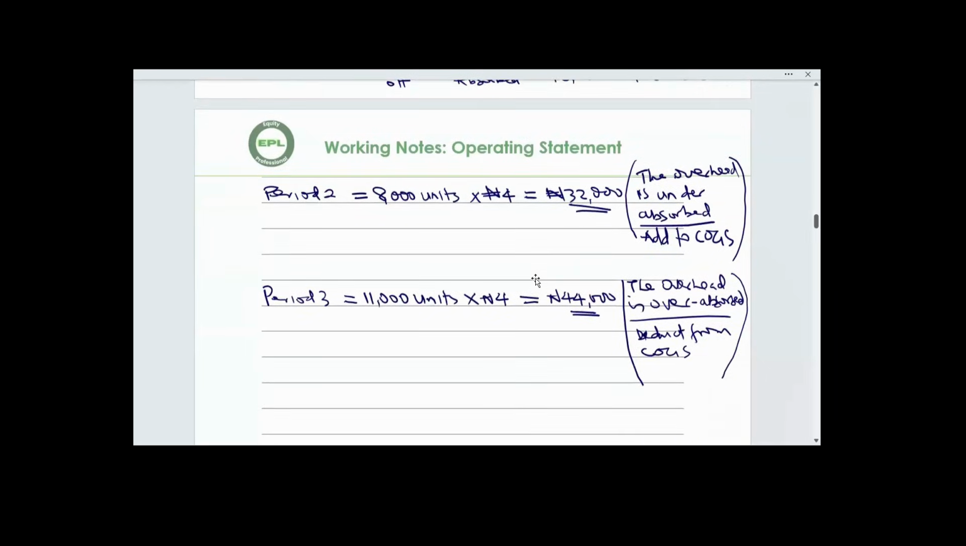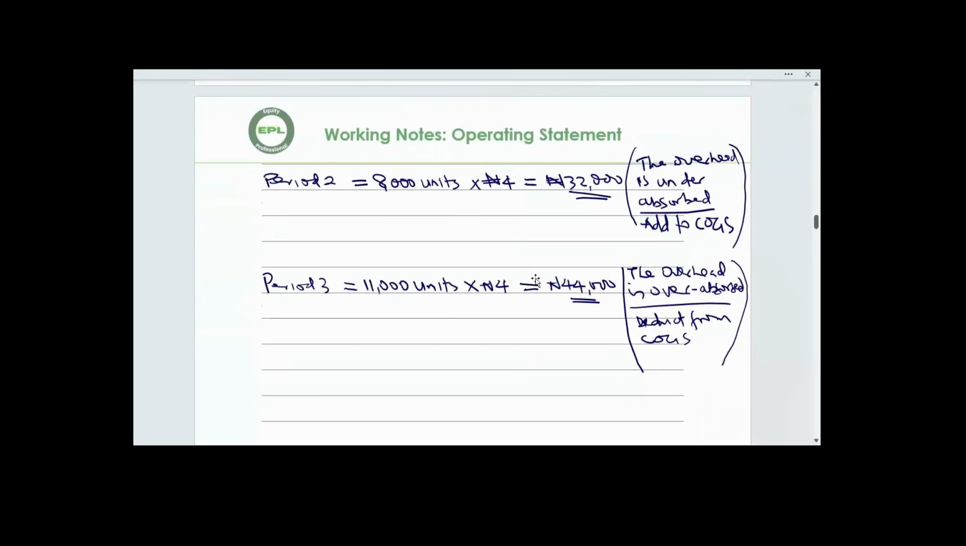So in the second period, I said it is under because 40,000, which is budgeted, minus the overhead absorbed of 32,000, the difference should be added to cost of goods sold.